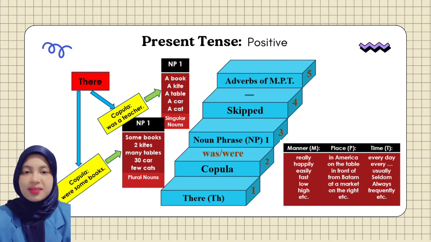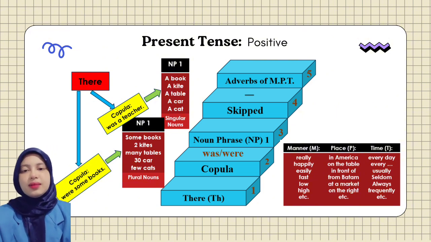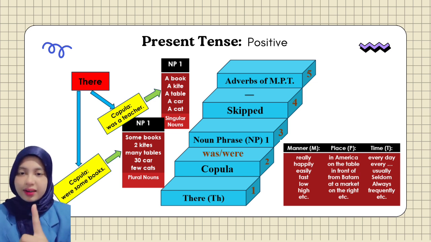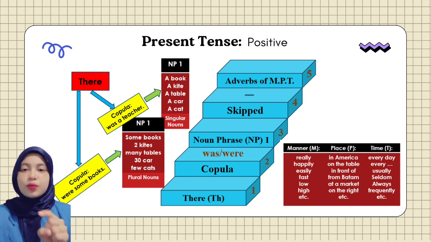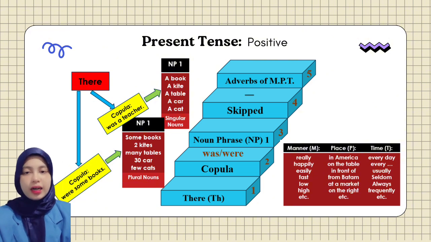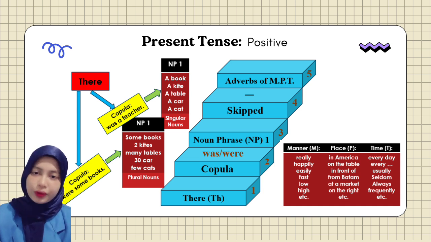First, past tense positive. On this slide, we see the structure for positive statements in the past tense. Stairs 1, there. Just like the present tense, we often begin with "there" to indicate the existence or presence of something in the past. For example, "there was a teacher" or "there were some books."